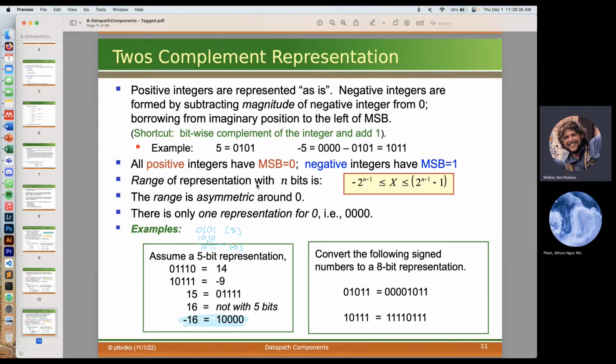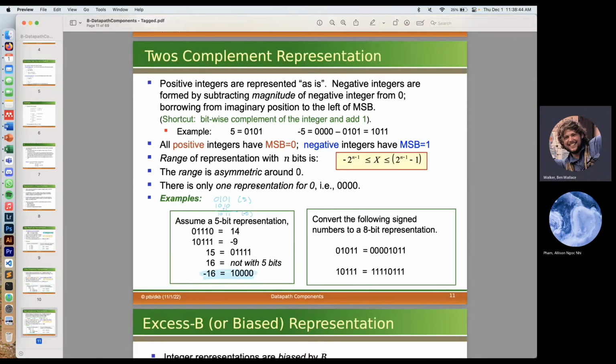2's complement is beautiful. It's asymmetric, but the numbers work out very, very well. And this is the most common form of signed integers that you'll see.